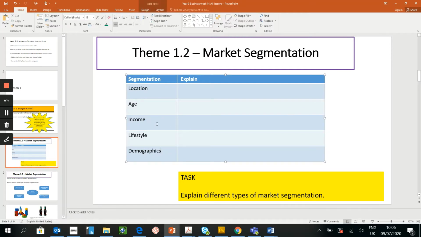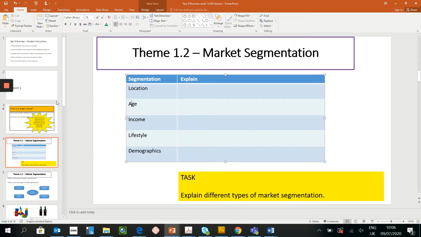We've already spoken a little bit about income. So what I want you to do is explain how businesses can target different groups of customers based on location, age, income, lifestyle, and demographics. This is about 4 minutes per point. So if we go 20 minutes, that should be enough time to complete that task.